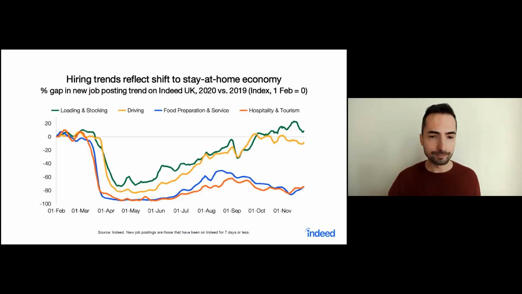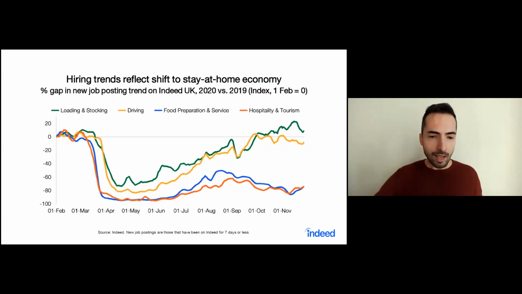What this divergence of trends across sectors means is that the current mix of job postings has changed a lot compared to before the pandemic. So we're not really just talking about a change in the quantity of job vacancies, but also about a big change in the mix of vacancies that are available.